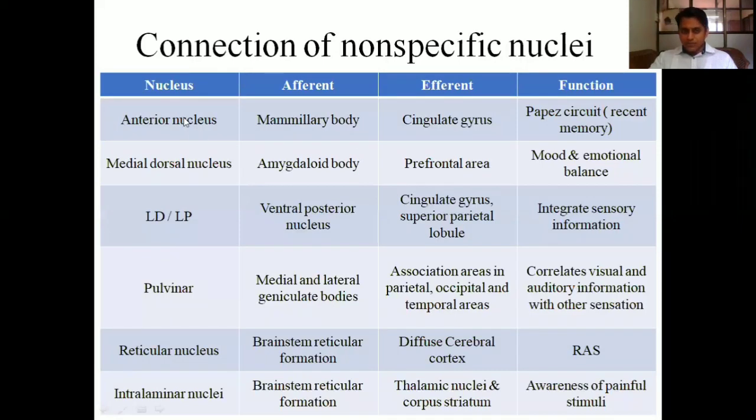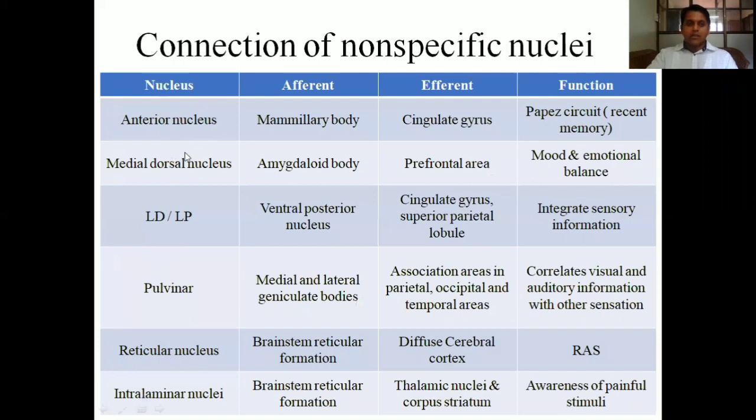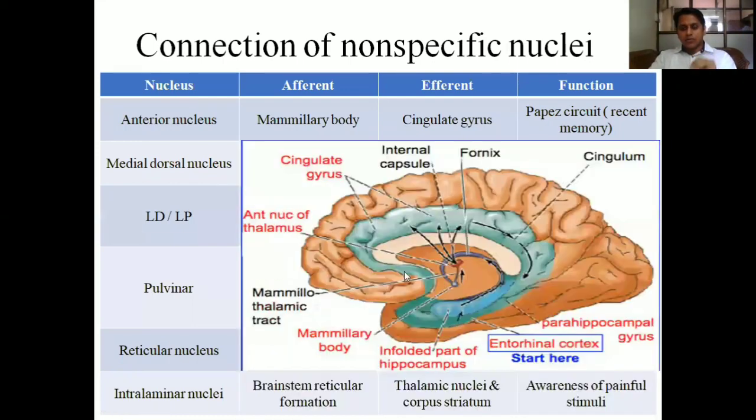The anterior nucleus is present within the bifurcation of that Y-shaped structure. So here is the anterior nucleus, and this nucleus is a relay center. It's one of the constituents of the Papez circuit. I think this is covered in physiology. This Papez circuit is concerned with recent memory. So let us know what the Papez circuit is. It's the neuronal circuit which, as you can see in this picture, begins from the hippocampus and ends right back at the hippocampus. That's the Papez circuit.